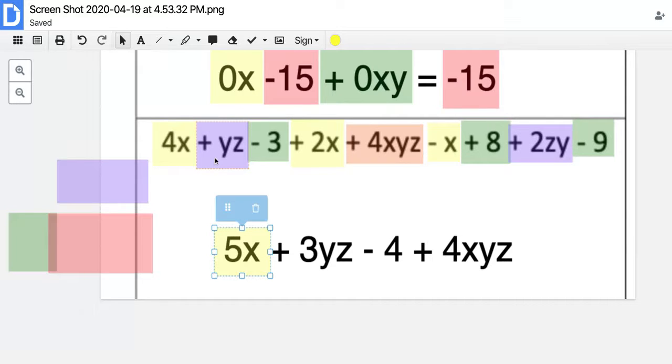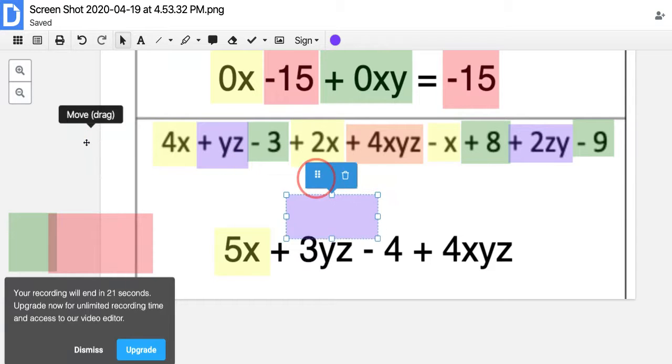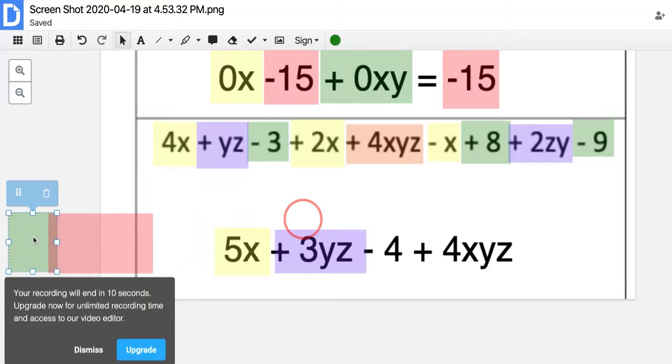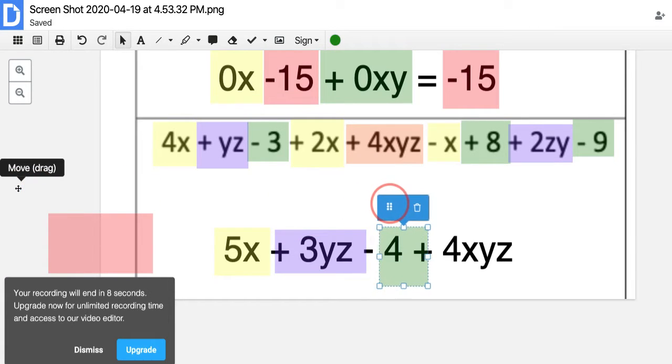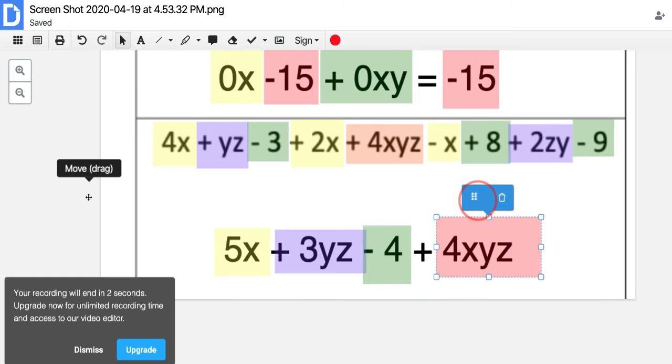The next like terms are yz and also 2zy. Even though they're in a different order, they're still like terms. So if I combine those two, that will give me positive 3yz. Negative 3 and positive 8 will give me positive 4, which is here. And then finally, the positive xyz, there's no like terms, so that means it stays like that.